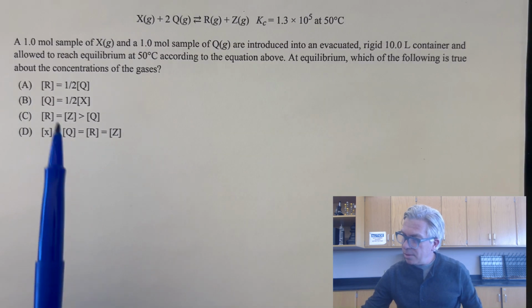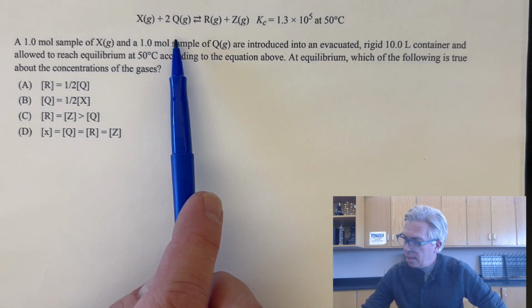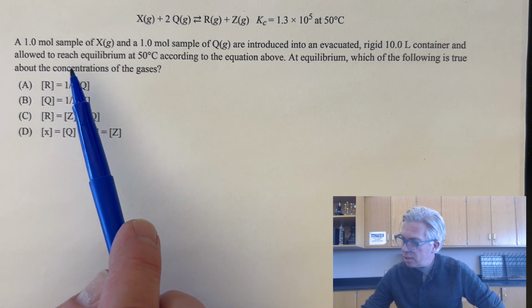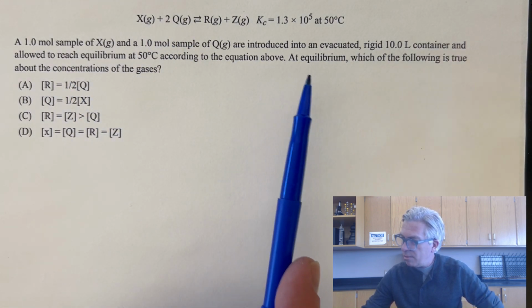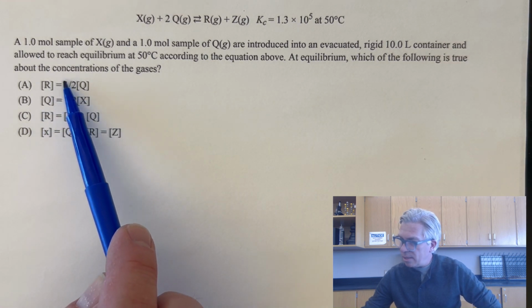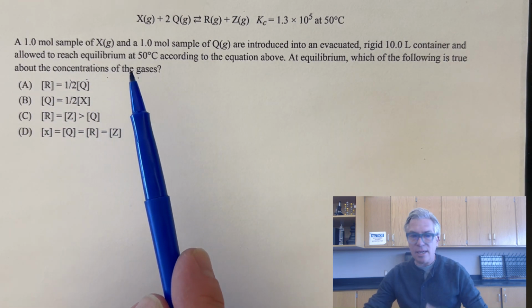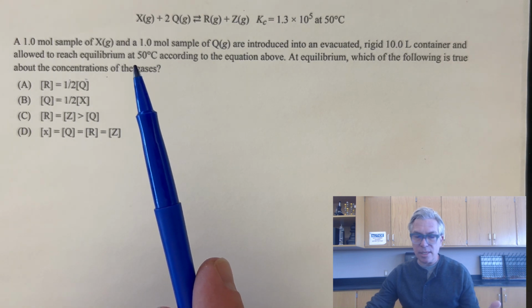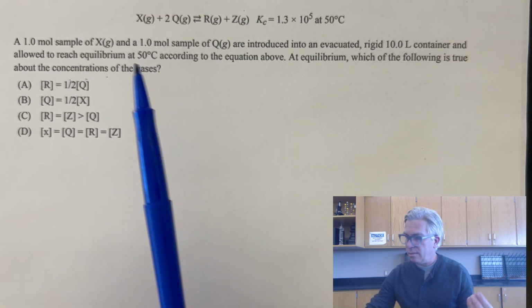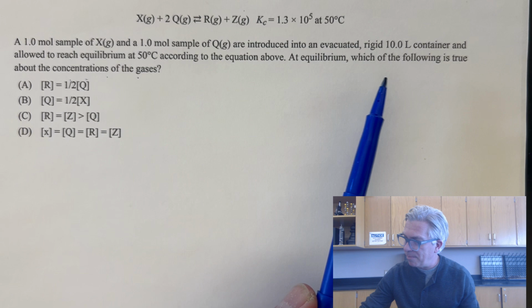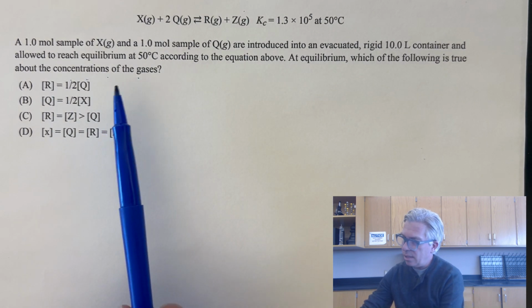A 1 mole sample of X, there it is, and a 1 mole sample of Q are introduced into an evacuated container at equilibrium. Which of the following is true about the concentrations of the gases? Again, pause the video if I skip over things in the interest of speed. 10-liter container and 1 mole of each.